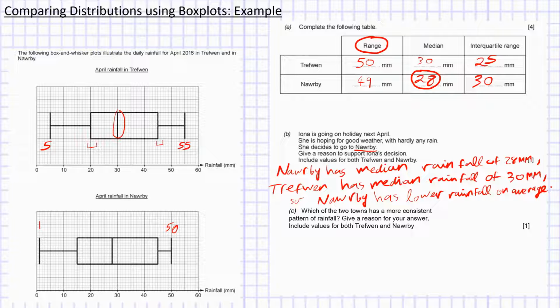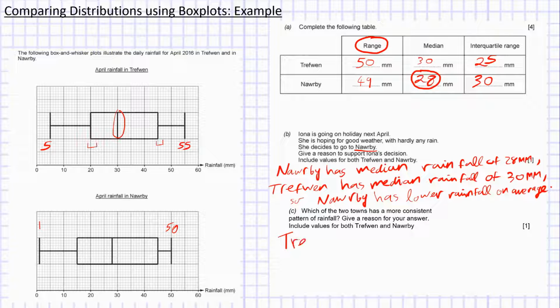Well, I would just say which of them has the lower interquartile range. And we can say that that's going to be Trefwen. So even though Trefwen has a higher range, the interquartile range gives us a better picture of the range because it's not as affected by outliers or extreme values. So I would say the one with the lower interquartile range, the lower measure of spread, because remember that's what interquartile range is, is going to be the one with the more consistent pattern.